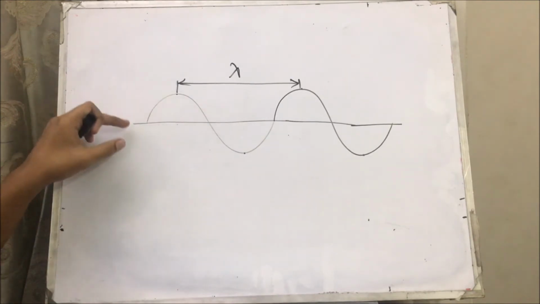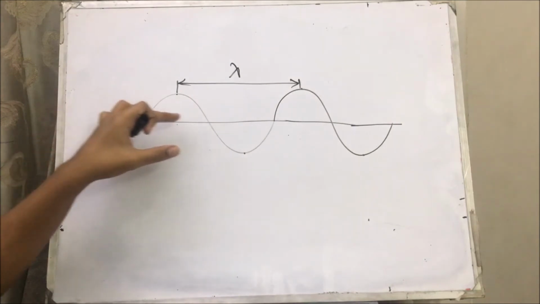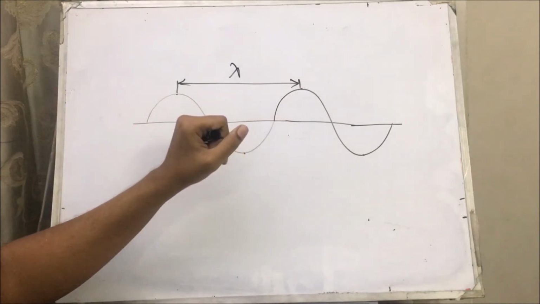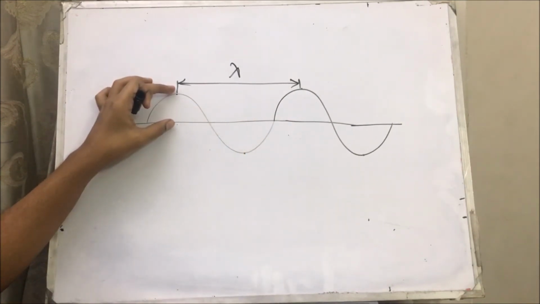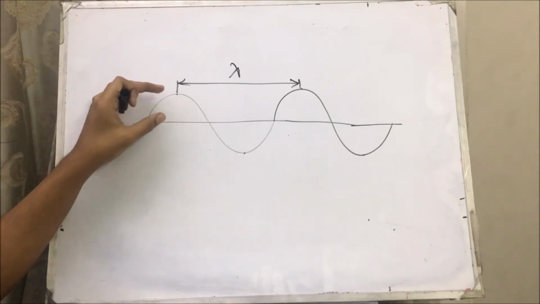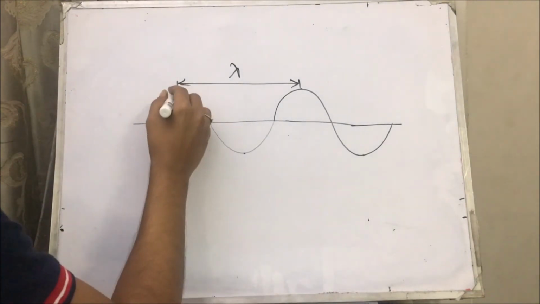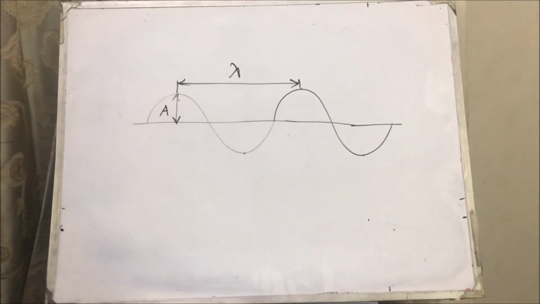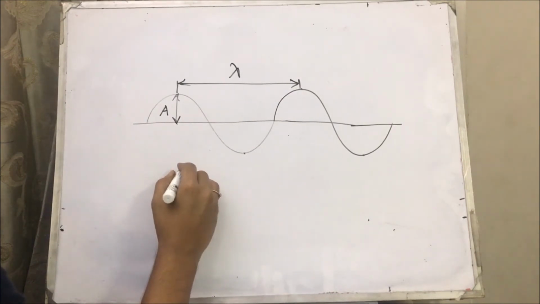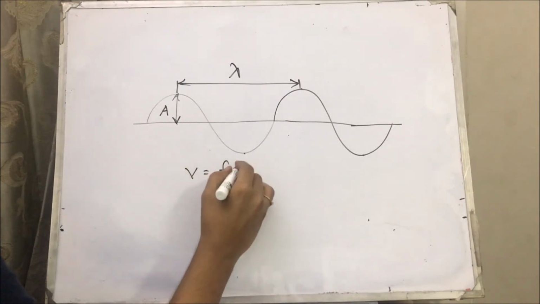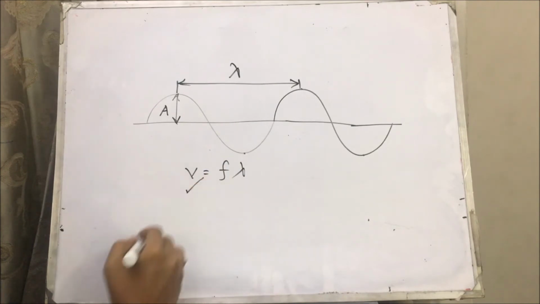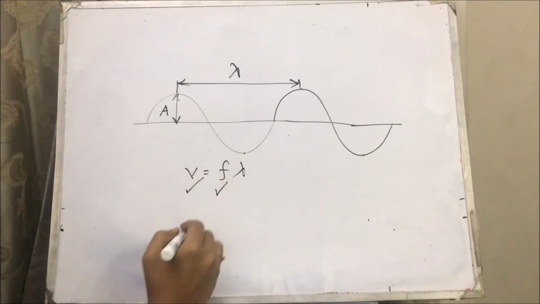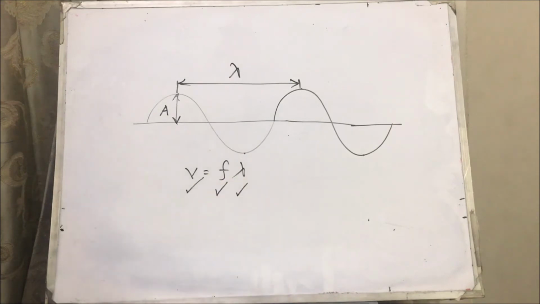Now this is an equilibrium line, right? For example, this is the line when there is no wave in water. So this height, the maximum wave height, is called the wave amplitude. We denote that using A, or sometimes small a. That's the amplitude and that's the wavelength. There is an equation, v is equal to f lambda, where v means the wave speed, f means the wave frequency, and lambda means the wavelength. This is very important for small maths.